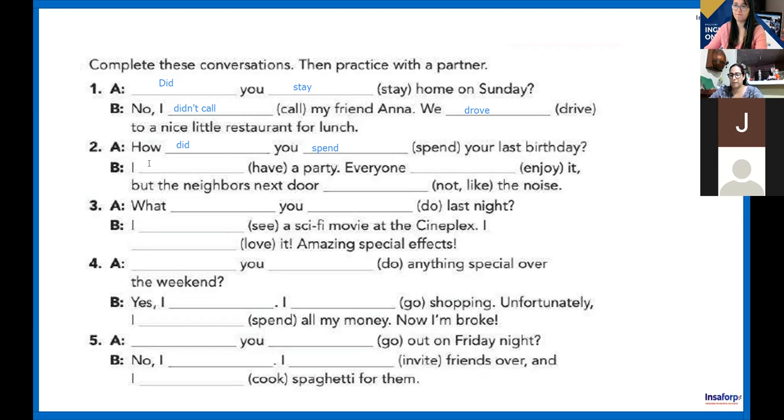We have. I had a party. I had, right. I had a party. Everyone enjoyed it. Okay, everyone enjoyed it. Okay. The next one, please, Mario. But the neighbors? Not like it. Es negativa. It is in negative. ¿Cómo qué auxiliar utilizamos in negative in the past? Didn't, right. Didn't. Okay, thank you, Mario. Okay, number three. Can you help me, Alpha, with number three?